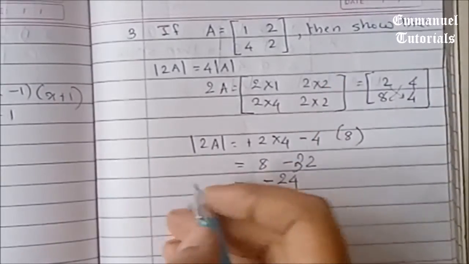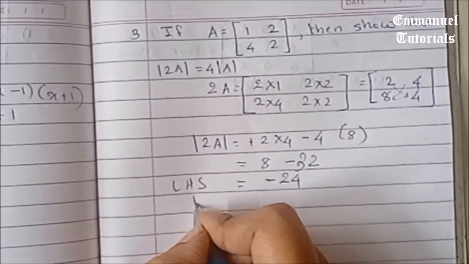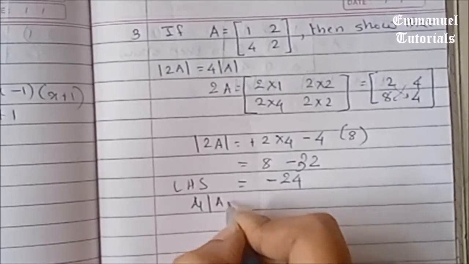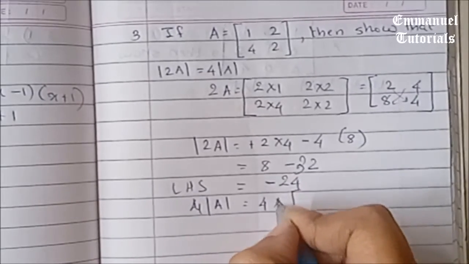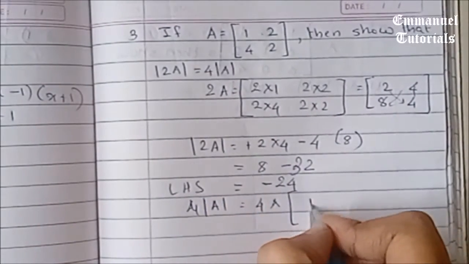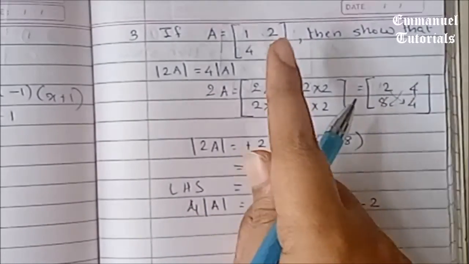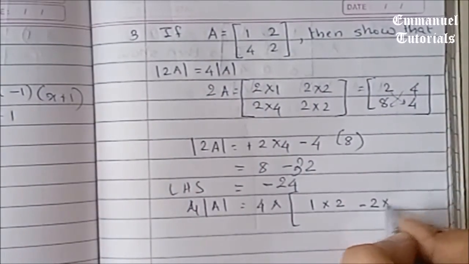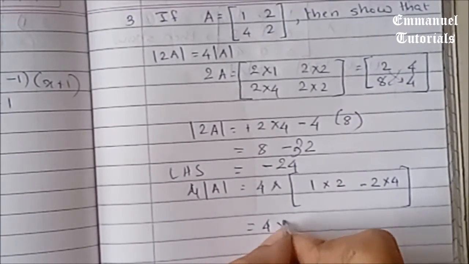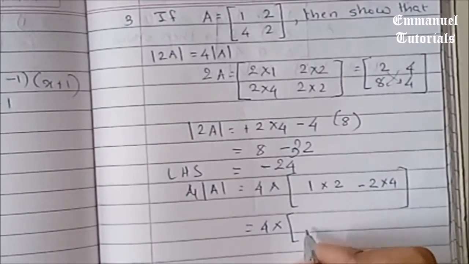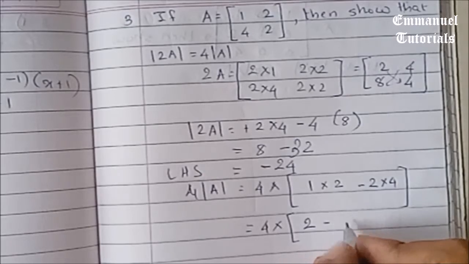So this is the value of the determinant of 2A. This is the LHS. Now we will find out the RHS. RHS is 4 into determinant of A. So it is going to be 4 into determinant of A, which is 1 into 2 minus 2 into 4. So this is going to become 4 into 1 into 2 is 2, 2 into 4 is 8.